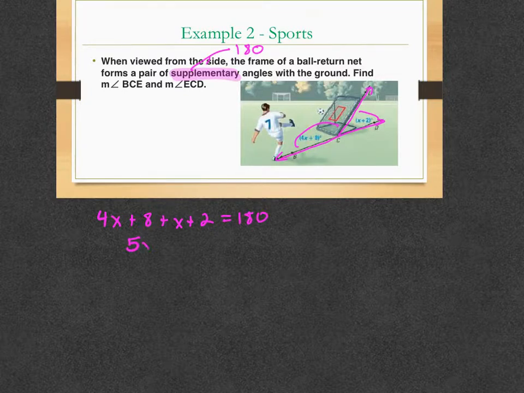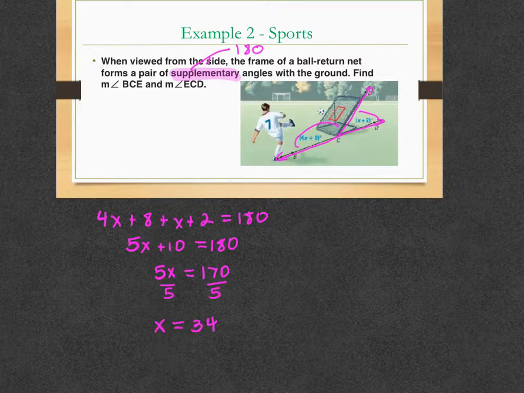I get 5x plus 10 equals 180. Subtract the 10, so 5x equals 170. Divide by 5. And x is 34. With me so far? Okay, now it's asking for BEC and ECD. So how do I find those?